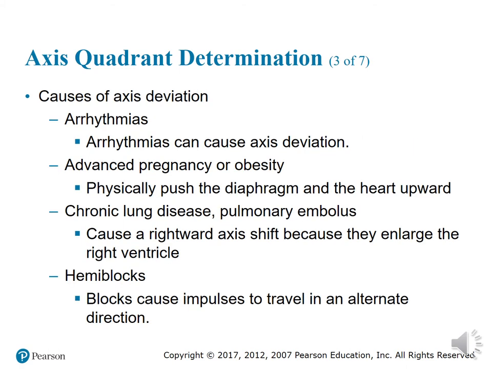All right. Causes of axis deviation. Arrhythmias can cause axis deviation. Advanced pregnancy or obesity physically push the diaphragm in an upward direction. Chronic lung disease and pulmonary embolism cause a right axis shift because they enlarge the right ventricle. Hemiblocks can cause impulses to travel in an alternate direction.